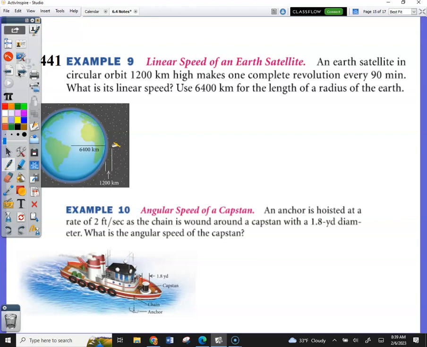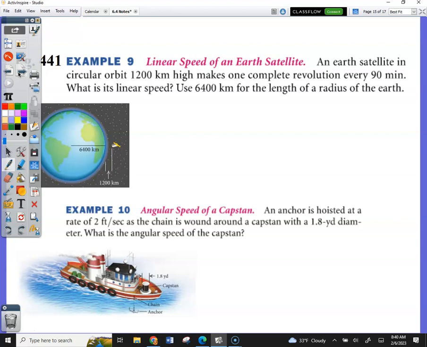Okay, so example 9. We do have a picture here. You've got a picture of the Earth with a satellite orbiting. So it says linear speed of an Earth satellite. An Earth satellite in circular orbit 1,200 kilometers high makes one complete revolution every 90 minutes. What's its linear speed? Use 6,400 kilometers for the length of the radius of the Earth. That's all of the info there, and then I added that picture there.